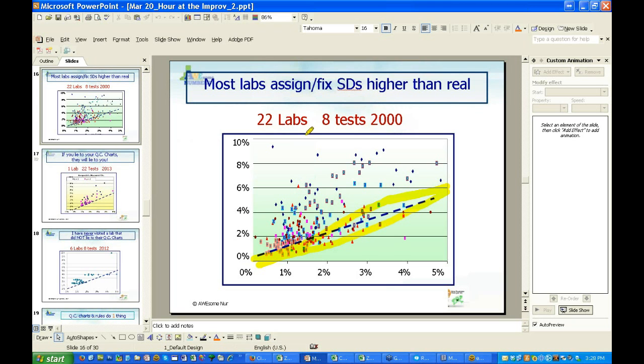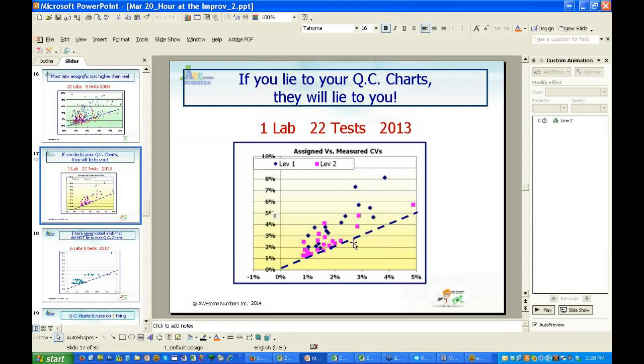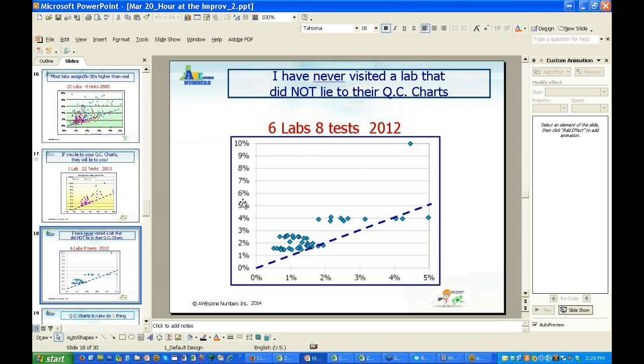This was 22 labs, 8 tests in the year 2000. All of these are higher than the real SD. All of these are lower. This was the same thing in 2013 at 22 analytes, and they're all higher, the SDs. And this was a similar study in 2012.